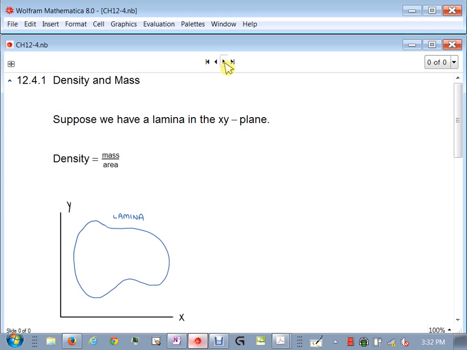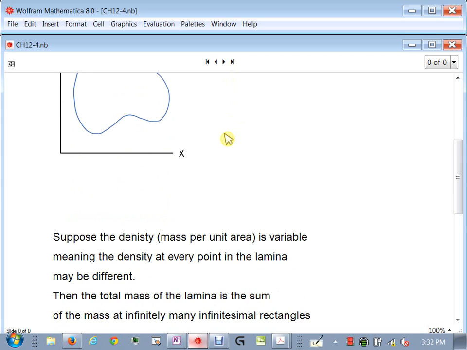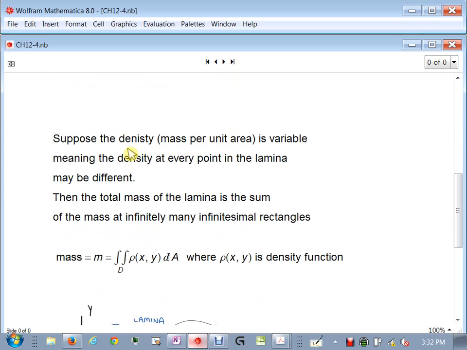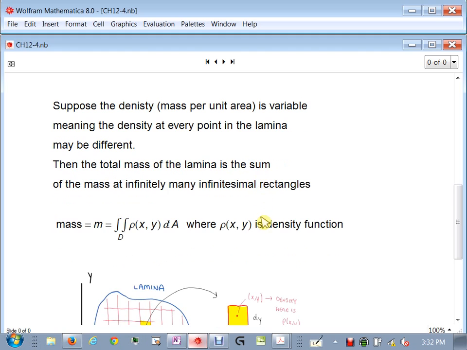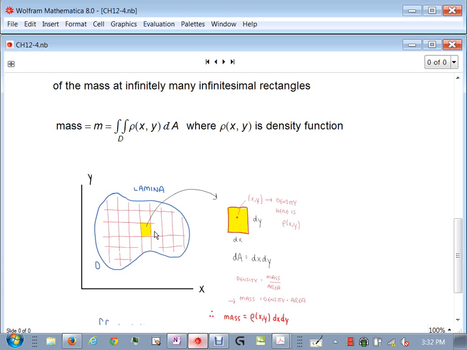That's where we're headed. So we've got this lamina, a two-dimensional lamina. Suppose that the density, mass per unit area, is variable, meaning that the density at every point in the lamina may be different. Then the total mass of the lamina is the sum of the masses of infinitely many infinitesimal rectangles. So you take the lamina, cut it into an infinitesimal rectangle, and at that rectangle, you tell me what the mass is. And then you add all those up.